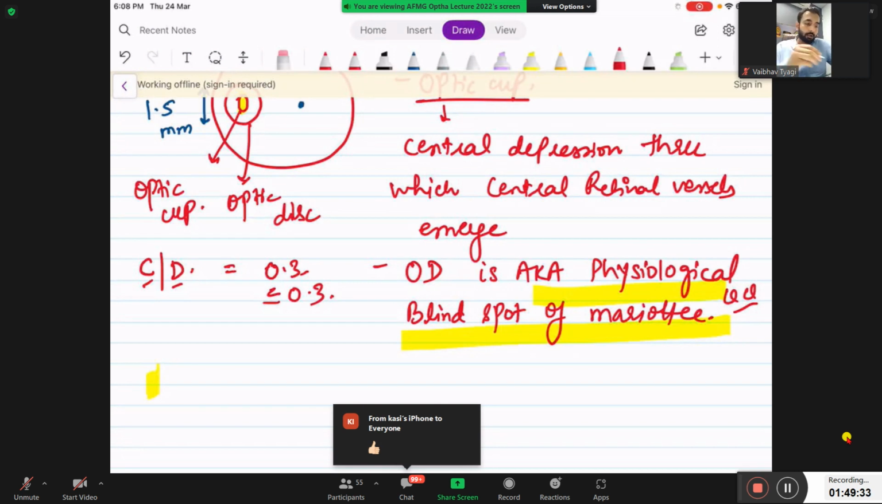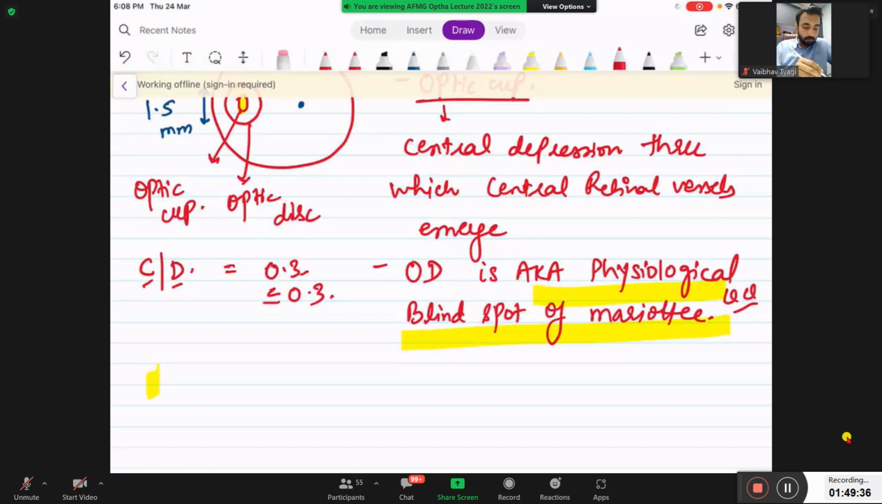What is a blind spot? A blind spot is a non-seeing area which is surrounded by a seeing area. So this black dot which is not taking part in visual formation is called a blind spot. Understood?